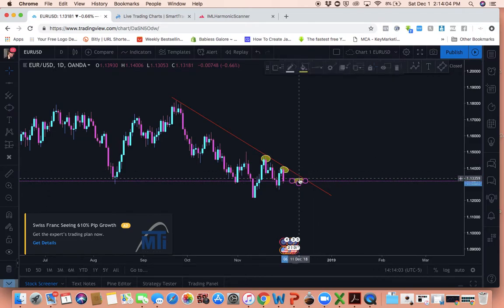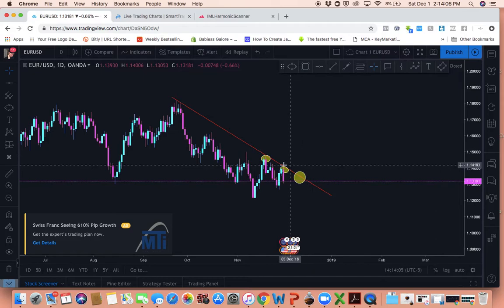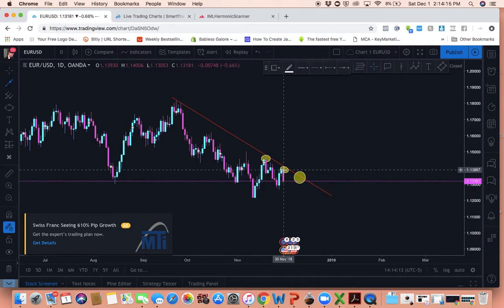But what you're waiting for is confirmation. You want to see a nice wick, and you also want to wait because the market can decide, because you know the market is not predictable. We cannot predict the market. We're just analyzing our market, and based off of our analysis, we are giving our views of which way we think that the market is going based off of our analysis.